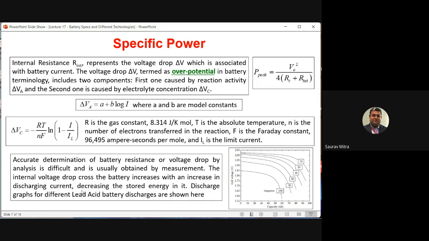Another thing we are finding: the more charging and discharging cycles, you will find that gradually the internal resistance of the battery will increase, decreasing the storage energy. So as the battery gets older, its resistance increases and energy storage decreases.